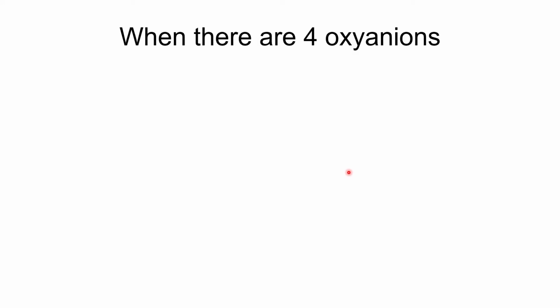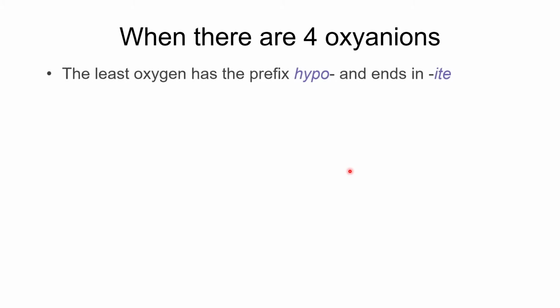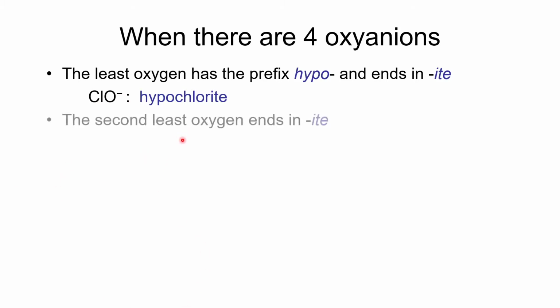If you have 4 oxyanions, and the example I'm going to give you is with chlorine, the one with the fewest oxygen atoms, we're going to put the prefix hypo in front and end it in "ite." So ClO- is hypochlorite. We also have ClO2-, ClO3-, and ClO4-. The one with the second fewest oxygens, we're going to just end it in "ite." So no hypo in front of this one.